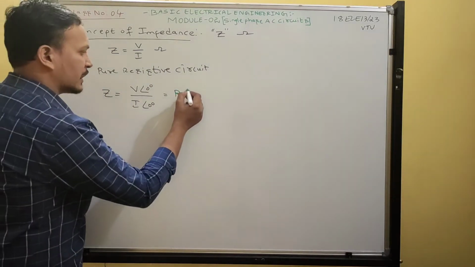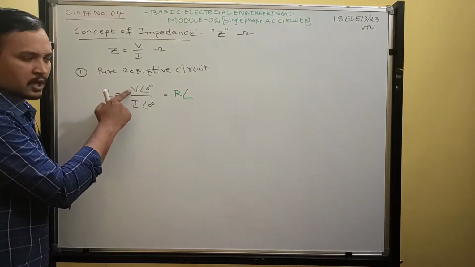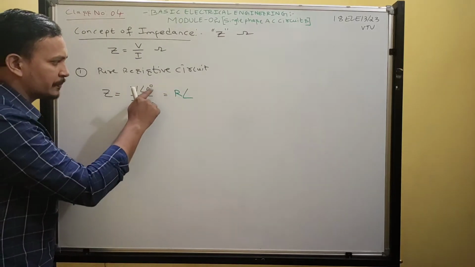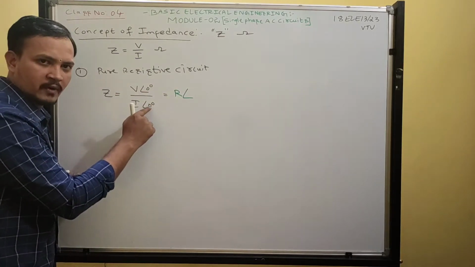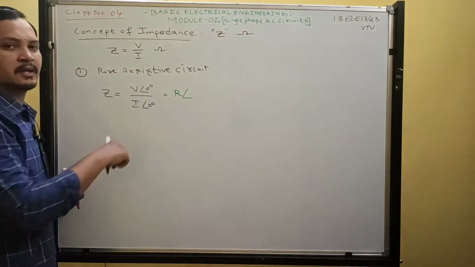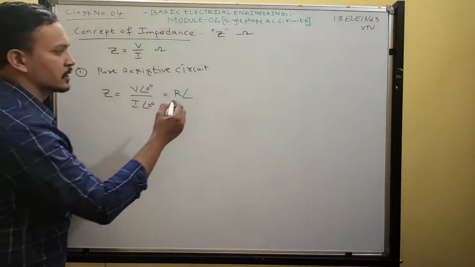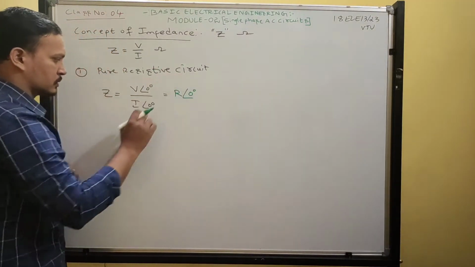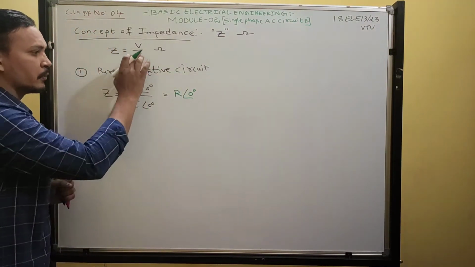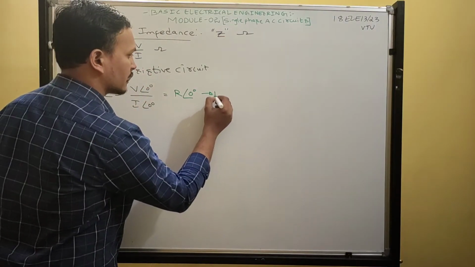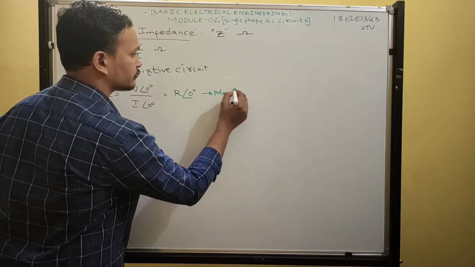Whenever division is done in polar form, the resultant angle will be upper angle minus lower angle. What is the upper angle? 0 degree. Minus the lower angle, which is 0. 0 minus 0 is 0 degree. So for a pure resistive circuit, impedance in polar form is R at an angle 0 degree.